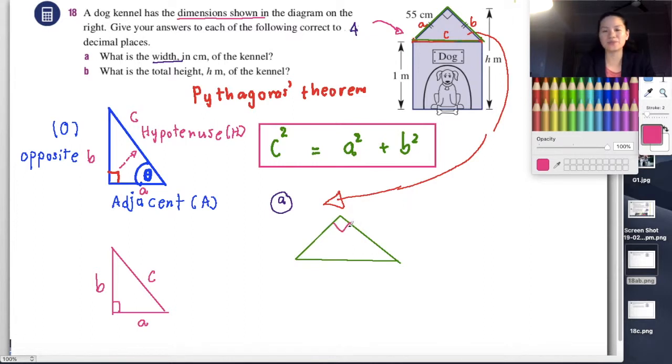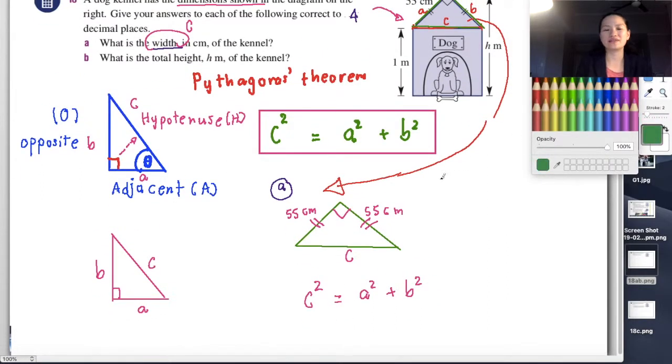The right angle is here. They want you to find the width in this picture. Width is C. So these two lines are equal, that means 55 centimeters here and 55 centimeters here. So you just put it in our formula. C squared equals A squared plus B squared. So C squared equals 55 squared plus 55 squared. Can you see that? It looks like A, B here, and this one is C.